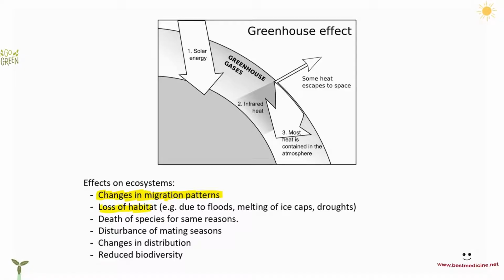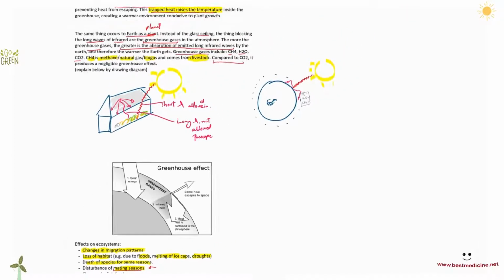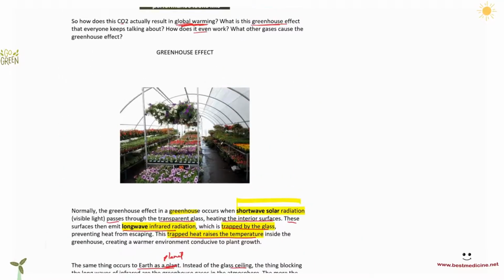Loss of habitat, for example, due to flooding, melting of ice caps, droughts, etc. Death of species for the same reasons. It can also disturb the mating seasons. For example, you could have mating seasons in colder climates or warmer climates, right? And maybe if there's global warming, there are mating seasons that occur earlier than expected, etc. It also results in changing the distribution of different species. And of course, because you're killing all the species by destroying their habitats, you're reducing biodiversity. Okay? So global warming is a global problem.